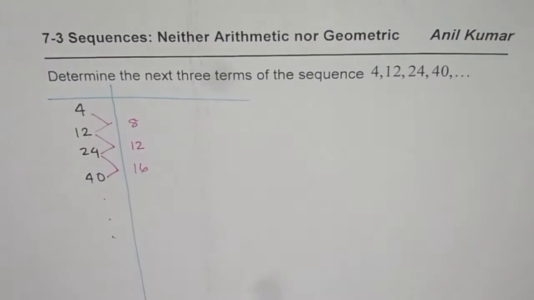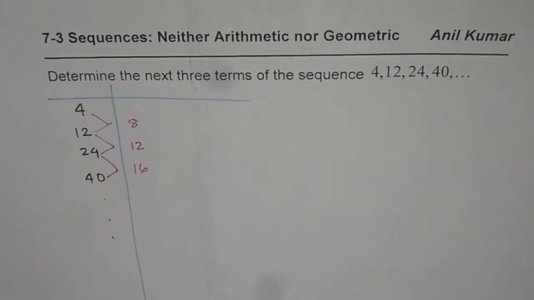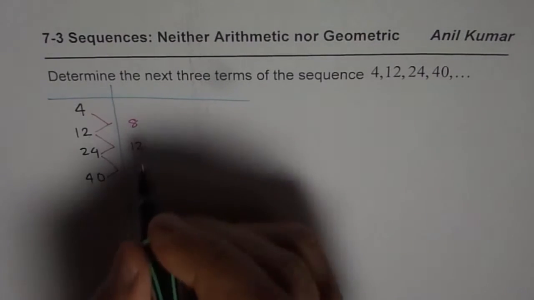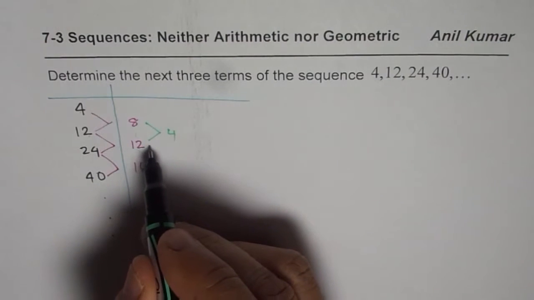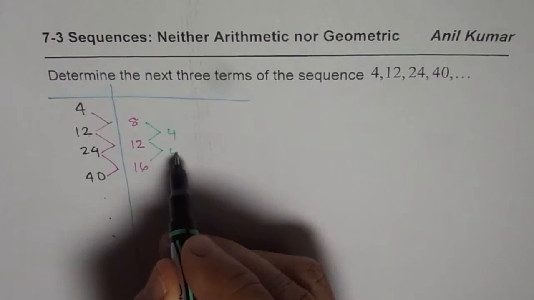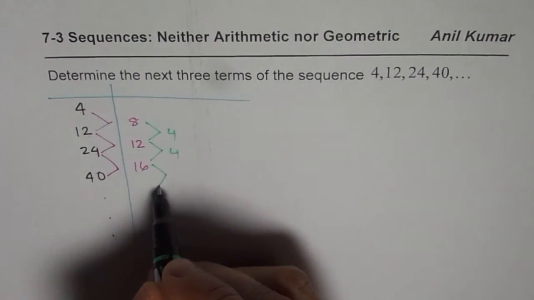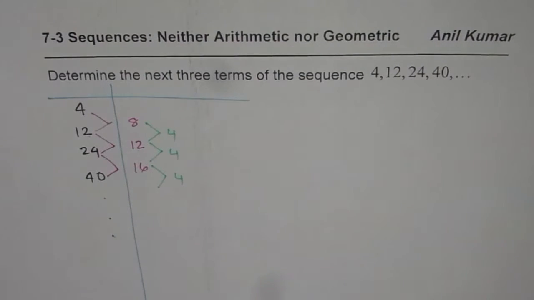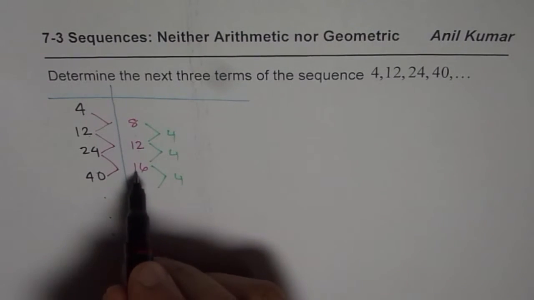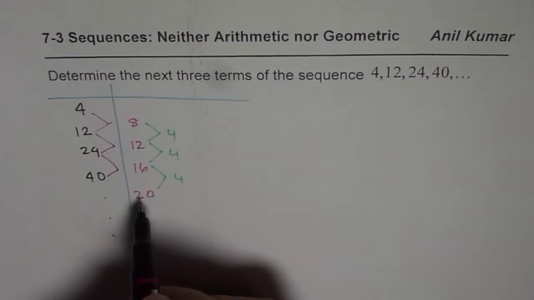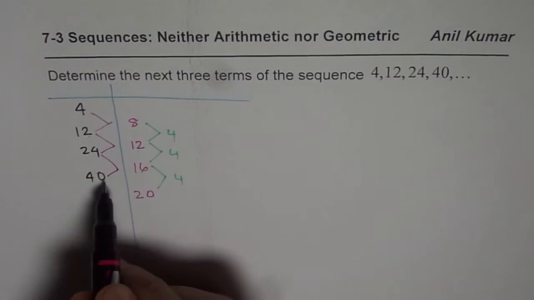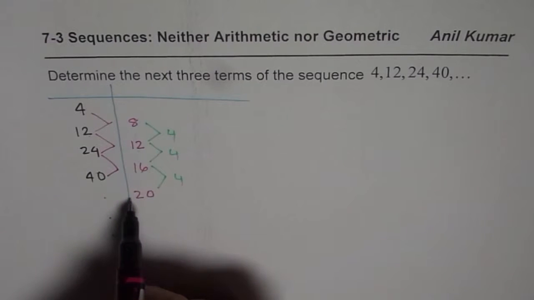Now what do we notice? We notice that the difference between each term increases by 4, right? So the difference is 4. So if I add 4 to 16, I should get the difference for the next term. 16 plus 4 is 20. Is it okay? So that means that if I add 20 to 40, I should get my next term, right?